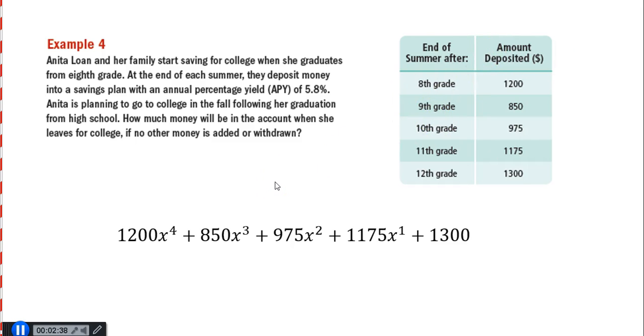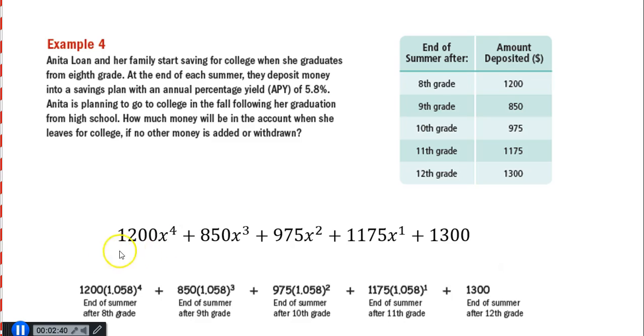The application of that would look like this. For the 1,200 times the 1.058 to the 4th, so this is what I said, and this is just kind of mapping out exactly what this looks like. So how much money will be in the account when she leaves for college? It would be the sum of all these values, and I didn't even do that, but this is the expression that we would use to find the amount in the account when she leaves for college.